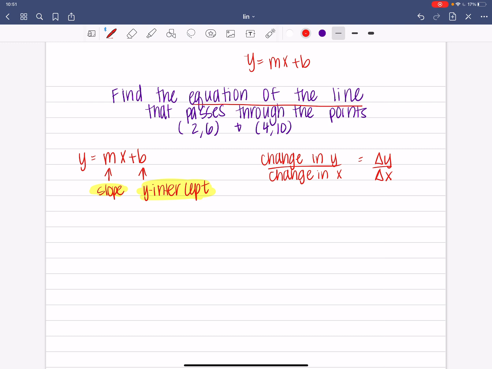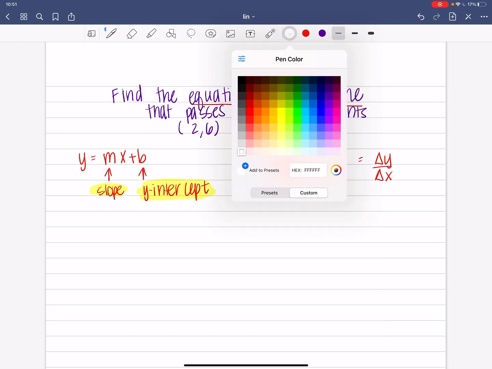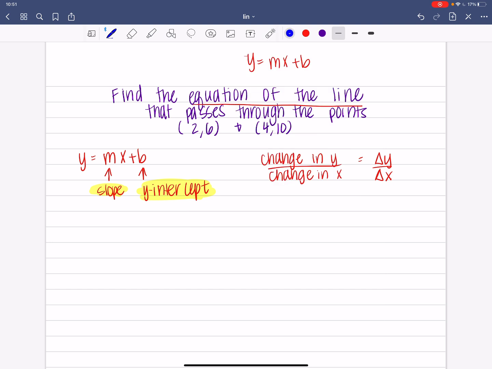We know that these are ordered pairs, so let's label what the parts of these ordered pairs are. And I'm going to encourage you while I'm doing this, if you haven't already, pause the video, get a piece of paper, and work this out with me so that you can get good practice and work alongside me. So write down your ordered pairs, (2, 6) and (4, 10).